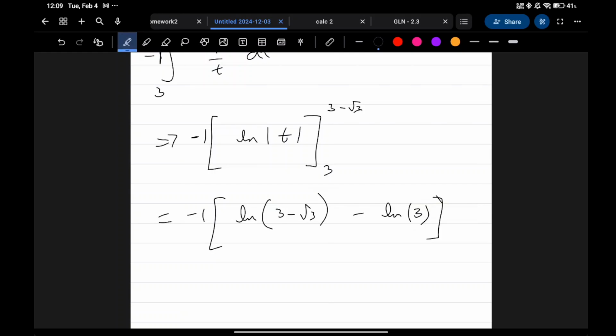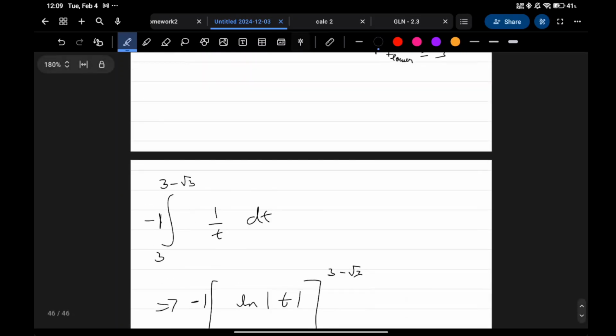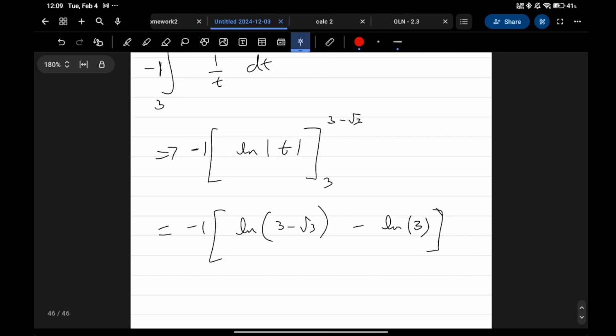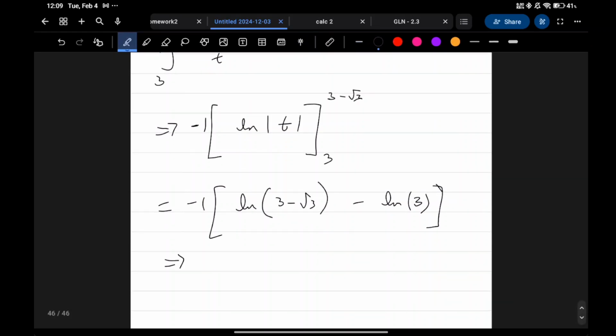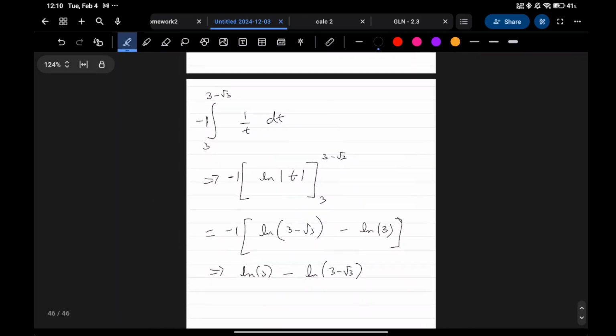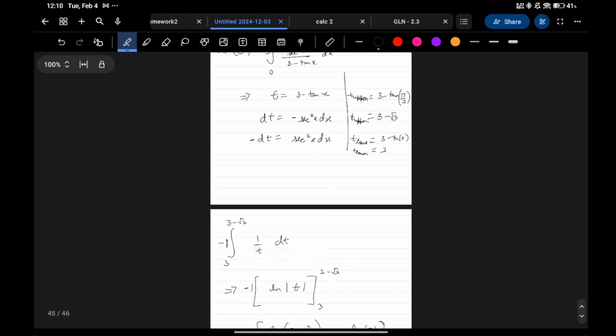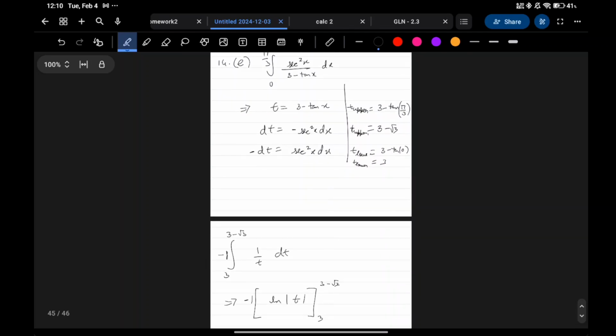Okay, now let's multiply everything with the -1. If I plug the -1 over here, this will become negative and this will become positive, essentially reversing them around. So this becomes log of 3 minus log of 3 minus root 3. Okay, did everybody understand that? Any questions?